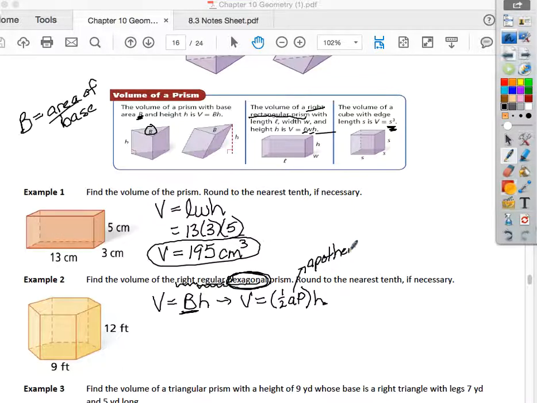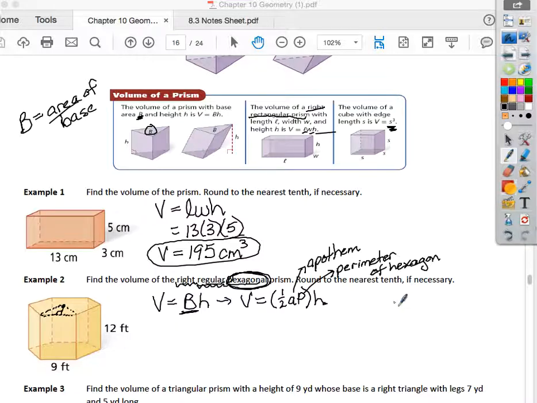The apothem, which is the distance from the center of the hexagon to the edge, making a right angle. And then, remember, it makes some triangles. We'll draw that off on the side to help you here in just a minute, okay? But that apothem is definitely going to be a little bit tricky, all right? And then the P is the perimeter of the base, which in this case is the perimeter of the hexagon. Remember, it's key that this hexagon is indeed regular. Otherwise, we would not be able to utilize that formula.